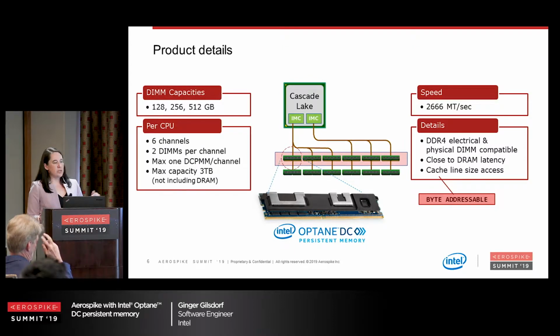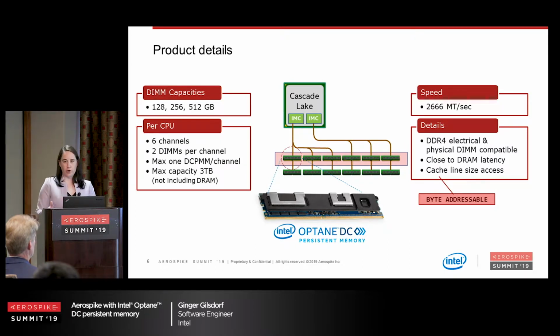Just a quick thing about the speeds. We're running at DRAM speed, 2666 megatransfers per second. Again, the 2 types of media, DRAM and the Optane DC persistent memory, are physically and electrically compatible. They literally snap right in next to each other. And then the last point on there is that unlike storage, you're actually getting cache line size access to this media. You might have heard the term byte addressable. That's where this is coming from. And I have a little bit more detail on why that's such a big deal later, but I'm sure those of you who are used to working in 4K blocks from storage can appreciate what that does for you.